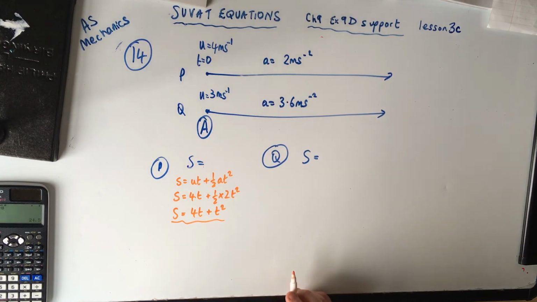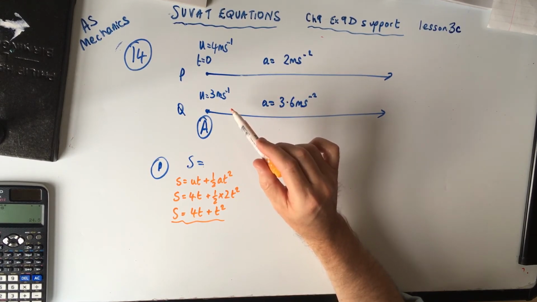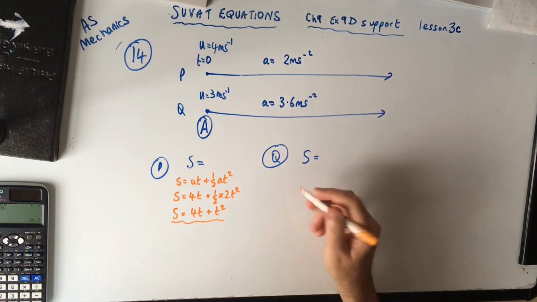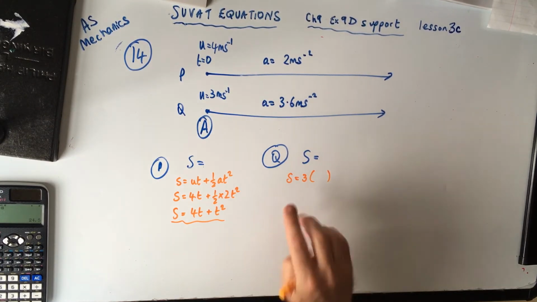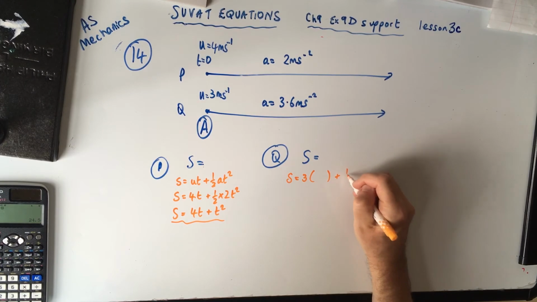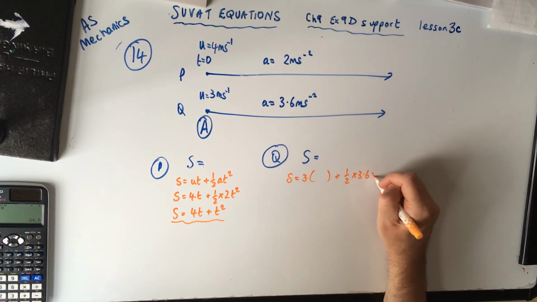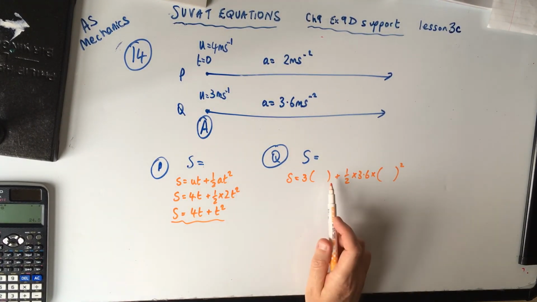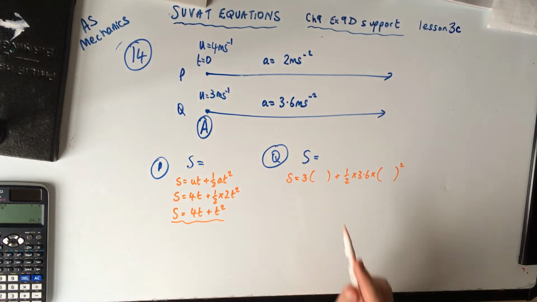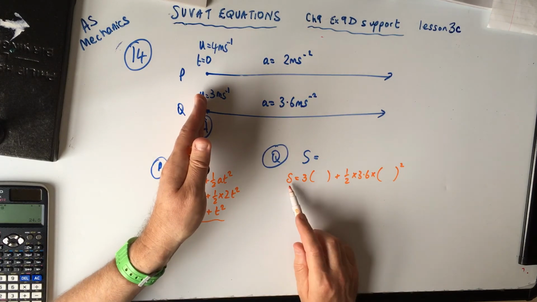Now then, this is the confusing bit. We want this in terms of t as well, but it starts a second later. So we're going to do s is equal to ut, I've not put the value of t in yet, plus a half times the acceleration of this one, 3.6, times t squared. So this is the expression for this one, but it's got to be in terms of t compared to P. Think about where Q is after 1 second. This is the way that I think about it. After 1 second, s is 0.